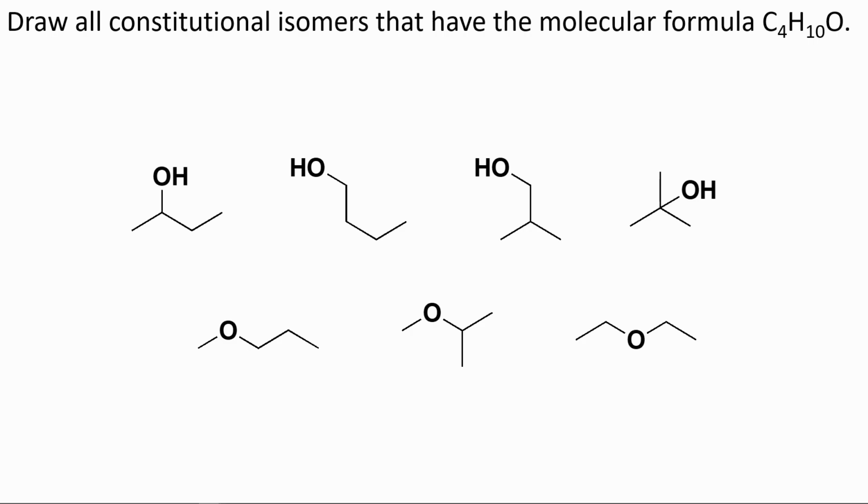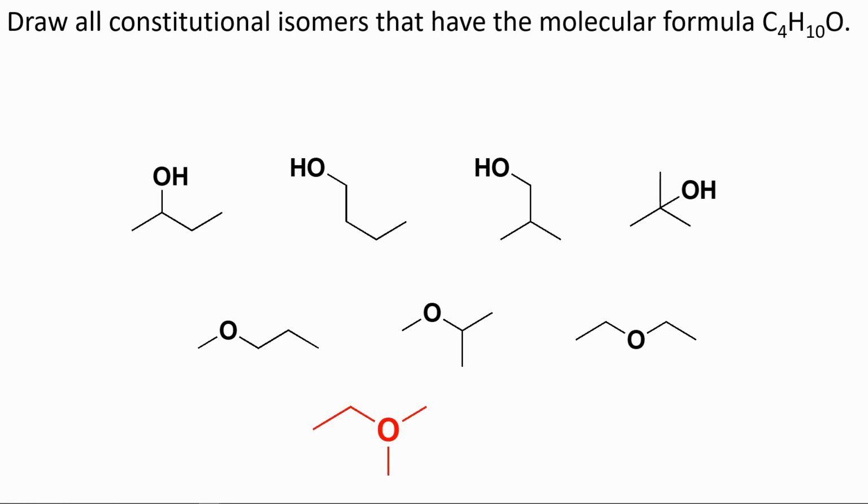Here are the 7 constitutional isomers of C4H10O. You can see that each of them has a unique branching, a unique atom-to-atom connectivity of where the different atoms are attached to each other.